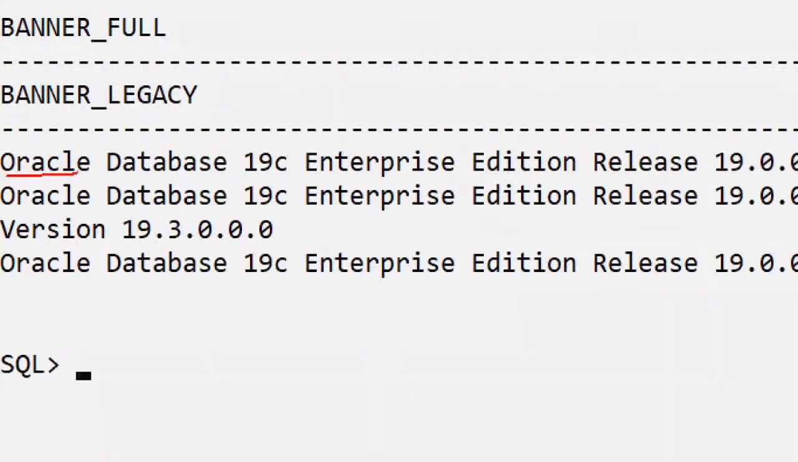Oracle is a product from Oracle Corporation. But what type of product is it? A database product. The version we are learning in our course is 19C, a version of this DB product.